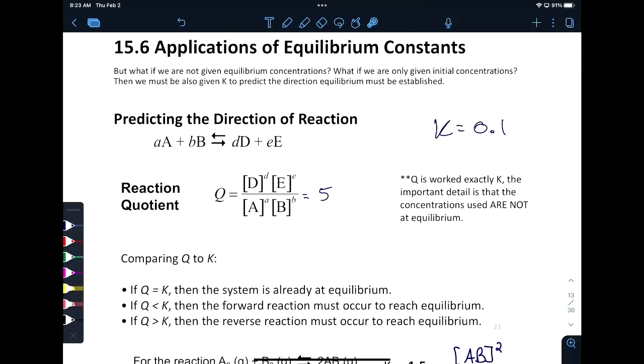So this is how we predict reaction direction: you just plug in initial concentrations into your K expression, but it's not equilibrium, so we call it Q, and then we compare those two numbers. Here, if Q is greater than K, like in this example, then the reverse reaction needs to happen in order to establish equilibrium. If Q was smaller than K, that means there's too much reactants and the reaction needs to go forward to make K bigger. If Q does equal K, that means you're already at equilibrium.